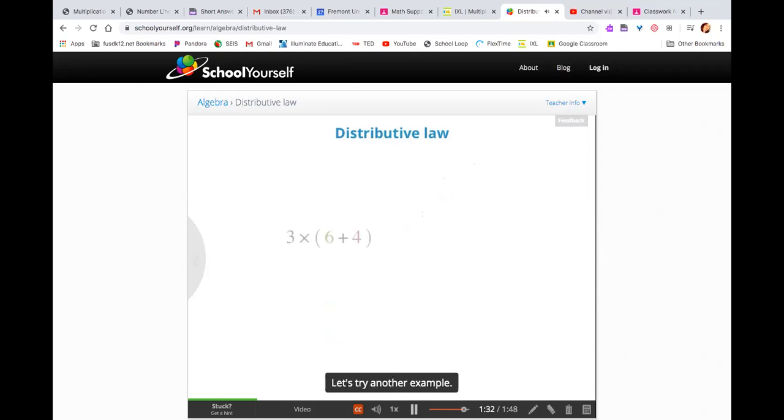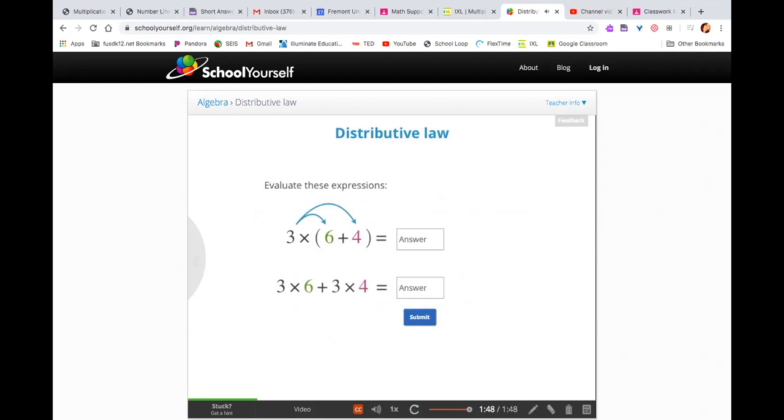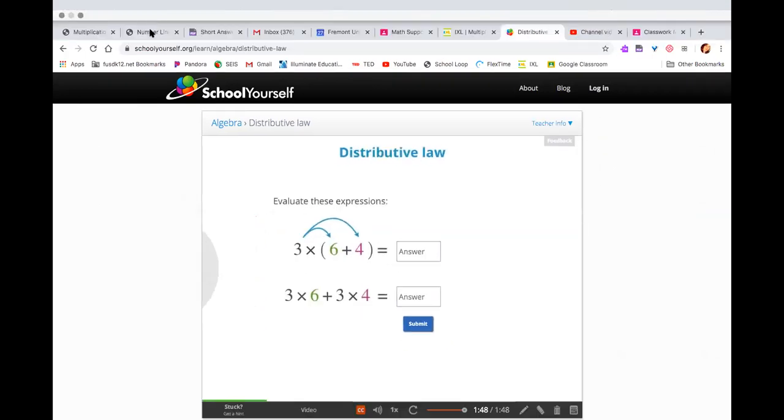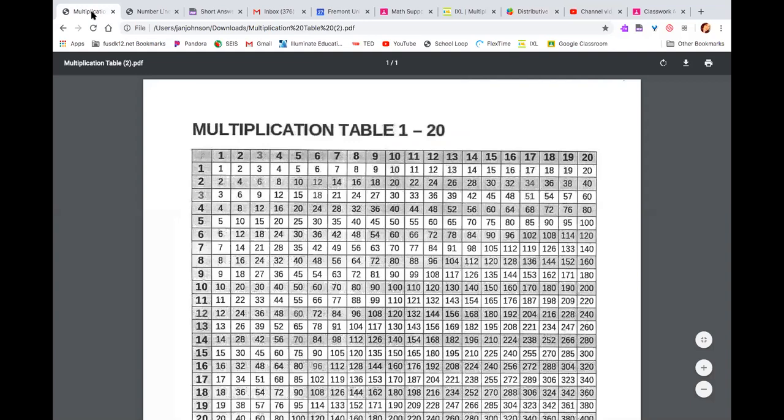Let's try another example. Here's 3 times (6 plus 4). If we distribute the 3 into this sum, we have 3 times 6 plus 3 times 4. Try evaluating these 2 expressions to make sure they're equal. Okay. So if I did 3 times 6, what would that be? 18.